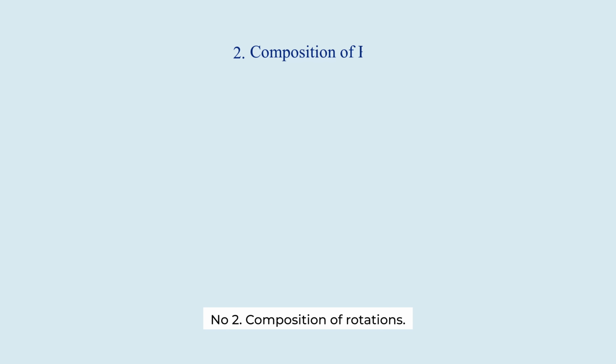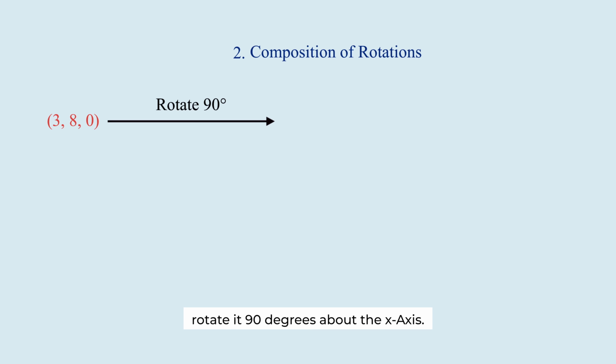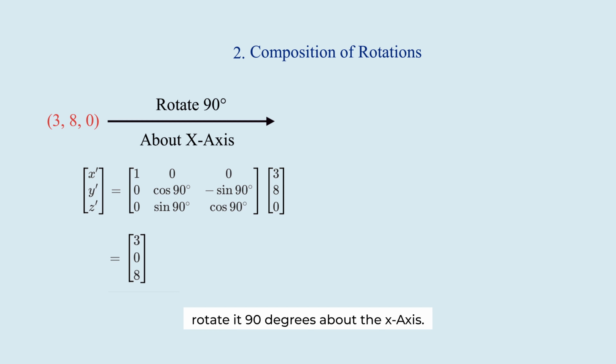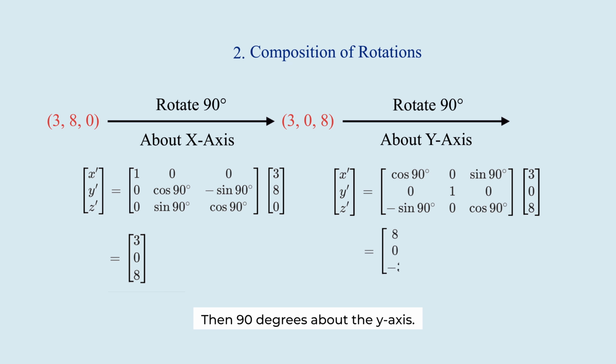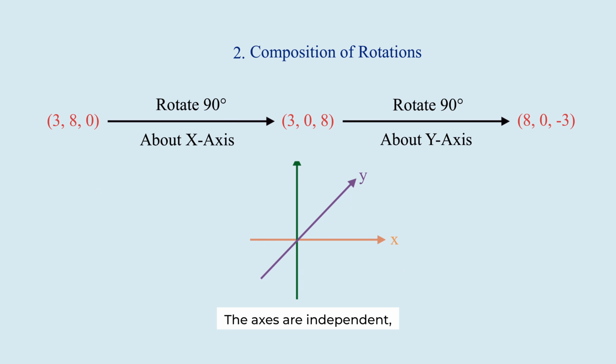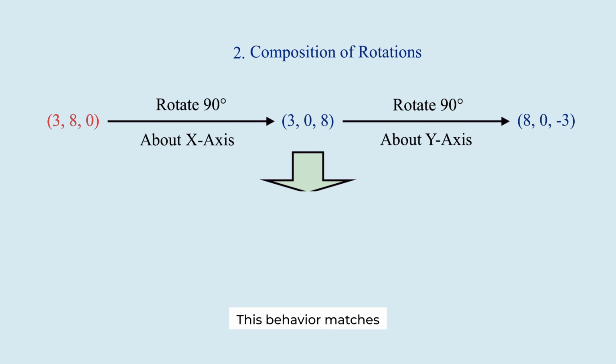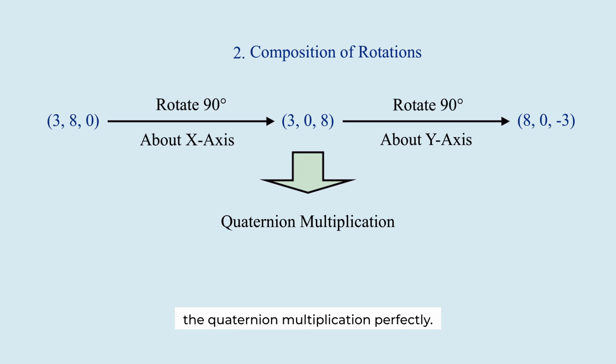Number 2. Composition of rotations. Take the point, rotate it 90 degrees about the x-axis. Then 90 degrees about the y-axis. The z component appears, even though none existed before. The axes are independent, but their rotational effects interact. This behavior matches the quaternion multiplication perfectly.